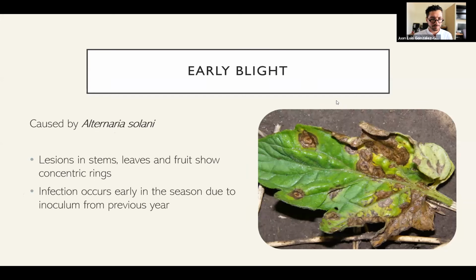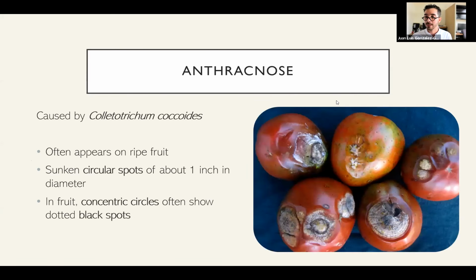We also have, for instance, early blight. Early blight is characterized by lesions in stems, leaves, and the fruit that show concentric rings. The infection is named early blight because infection occurs early in the season due to inoculum from previous years. We also have another fungal disease, which is anthracnose. This is caused by the fungus Colletotrichum coccodes. It often appears on ripe fruit and shows sunken circular spots of about 1 inch in diameter, often showing concentric circles with dotted black spots.